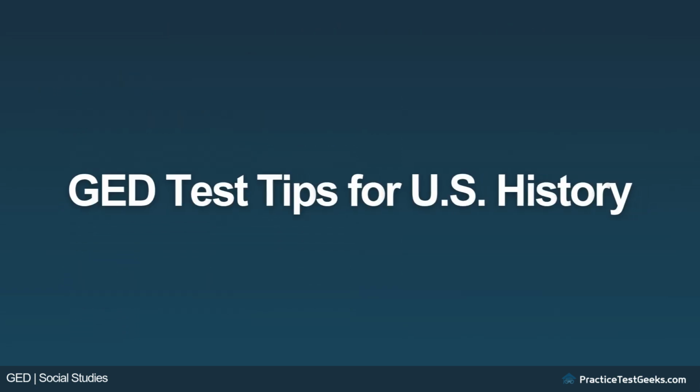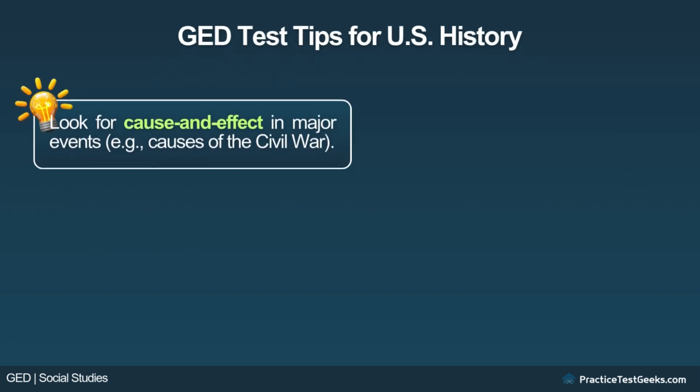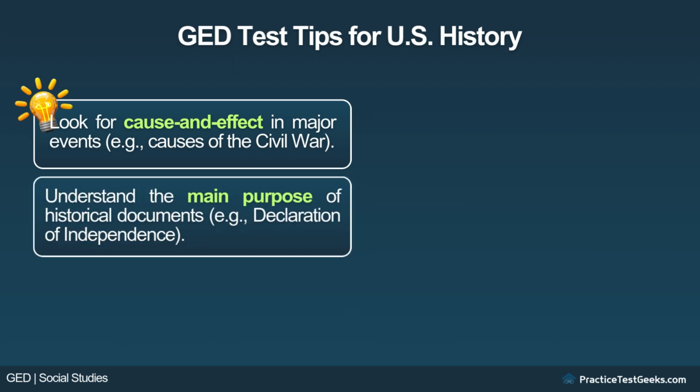Now that you've learned the major events, let's go over some key tips to help you answer U.S. history questions on the GED. Look for cause and effect. Understand what led to major events. Example, slavery, Civil War. Know the purpose of key documents. Example, the Declaration of Independence explained why the colonies broke away from Britain.